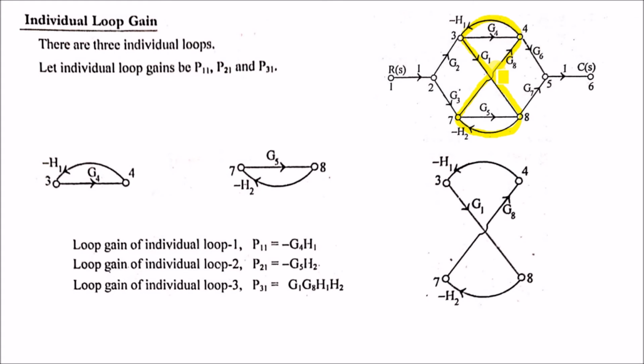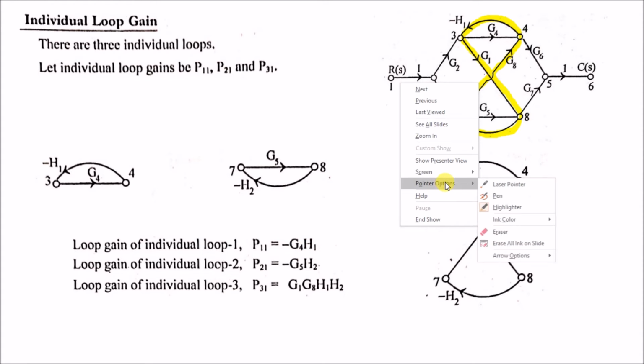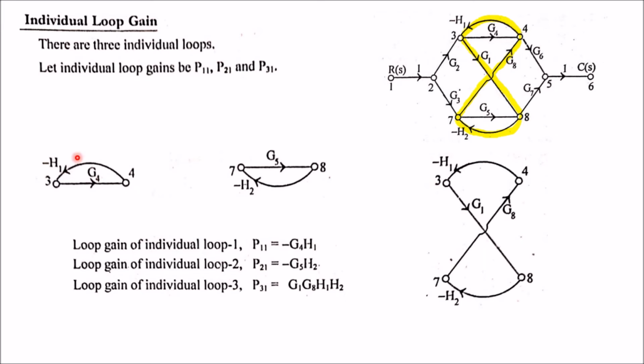What will be the loop gain? You can see the loop gain of loop 1, P11, here will be minus G2H4. The loop gain for this one will be minus G4H1. The loop gain for this one will be minus H2G5, and the loop gain for this one will be plus G1 G8 H1 and H2. So I have found the 3 different loops.